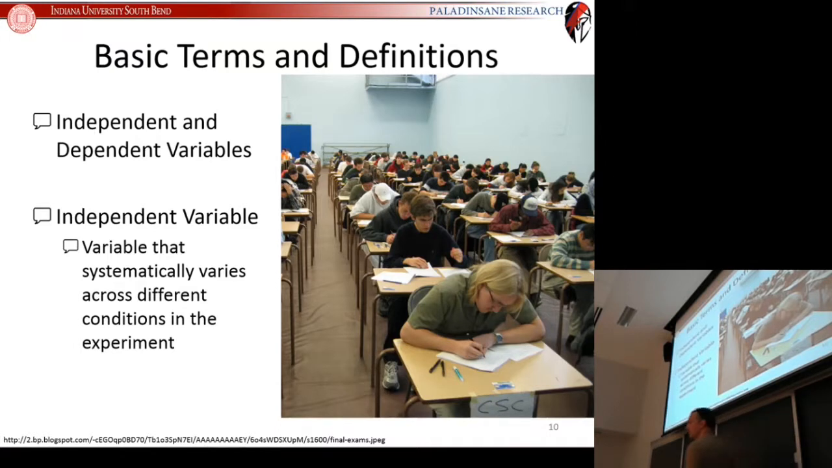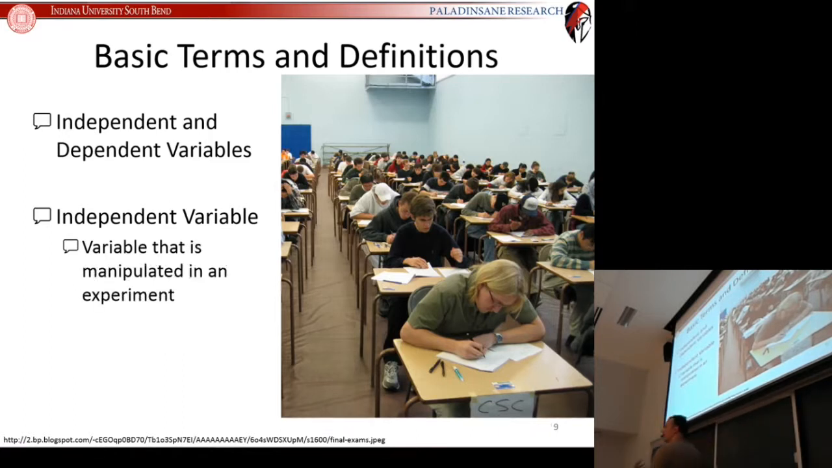So they can either directly manipulate it or they can systematically vary it across different conditions in the experiment. So I'll give you an example first of a variable that can be directly manipulated. And that could be, if you were interested in the effects of time on performance, you could see how an independent variable of time affects performance by you yourself manipulating the time that somebody has in order to complete a task.